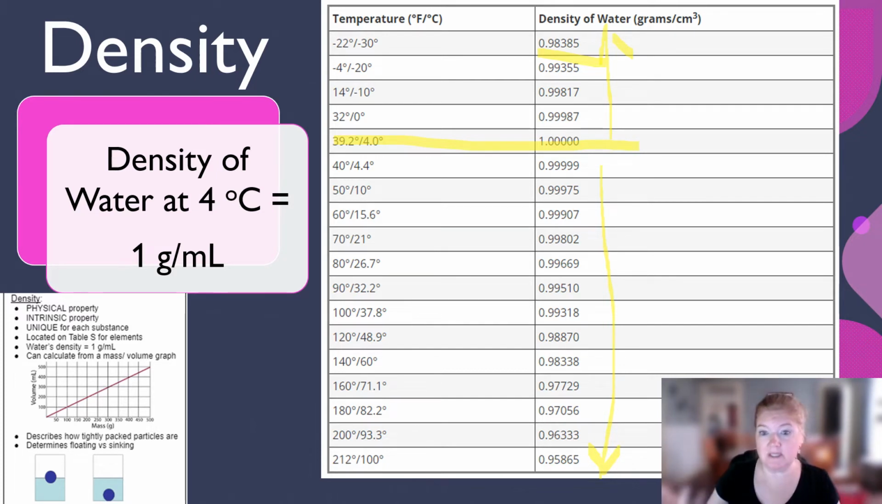That is not what every substance does. Okay, so this explains why ice floats. Because as water, the substance H2O, gets colder, its density actually goes down. Most substances, it's going to go up. And that's because of unique bonding called hydrogen bonding. We learn about that later.